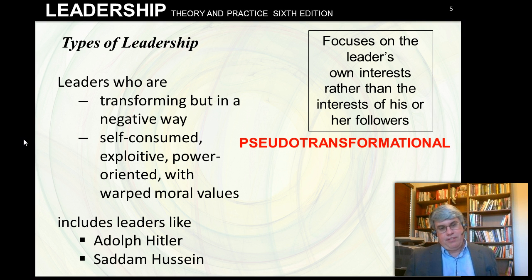And oftentimes this is considered a leader that's self-consumed with his own person, who exploits others, who's power-oriented, might have warped moral values. And this typically includes leaders like Adolf Hitler and Saddam Hussein, who were very charismatic, very transformational, but we don't really like their moral values, and they caused a lot of problems for their followers. So we say that rather than demonstrating transformational leadership, they demonstrated pseudo-transformational leadership.